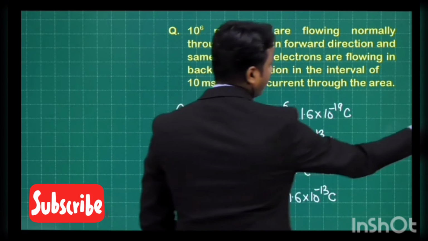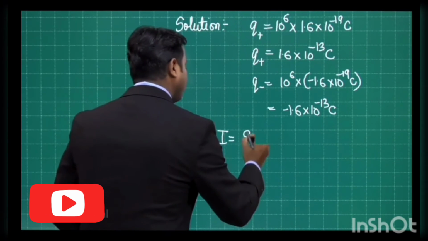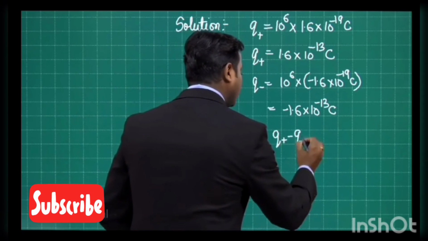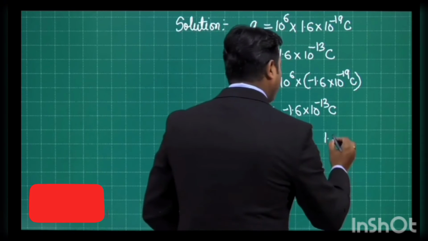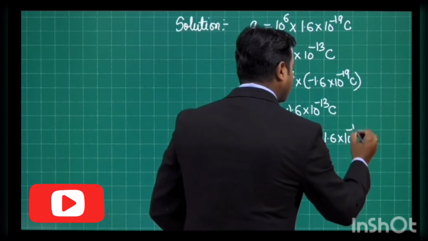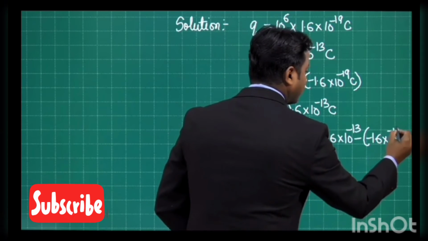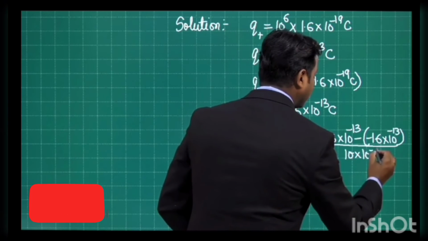Now what is going to happen? We have the expression for current. Current is given by Q by t. This is equal to Q positive minus Q negative divided by time. So this is actually 1.6 into 10 to the power minus 13 minus negative of 1.6 into 10 to the power minus 13, divided by 10 milliseconds. So this is 10 into 10 to the power minus 3.